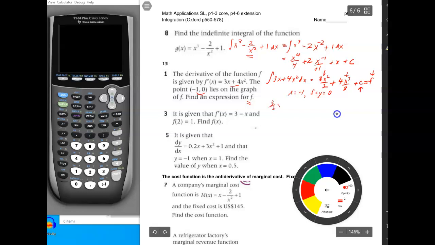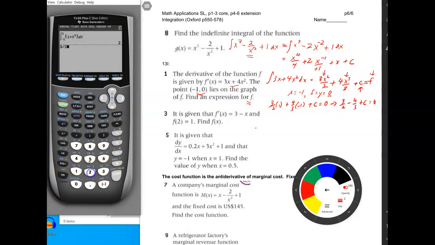So we have 3 halves x squared, except instead of x squared, we're going to put negative 1 squared. Negative 1 squared is just 1, right? Plus 4/3 x cubed. If we have negative 1 cubed, that's the same thing as negative 1, right? Because negative 1 times negative 1 times negative 1 is negative 1. And then plus c, we don't know what c is yet, and then f is just our 0, right? So now we have, let me rewrite this, we have 3 halves minus 4/3 plus c equals 0. And now we use our calculator to figure out what 3 halves minus 4/3 is.